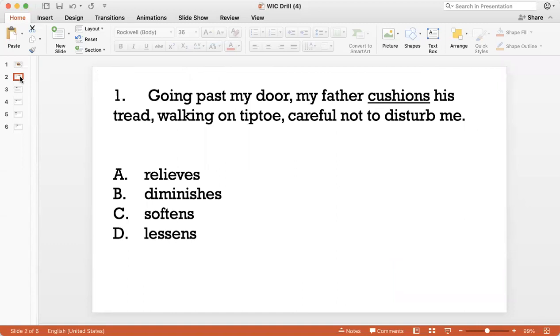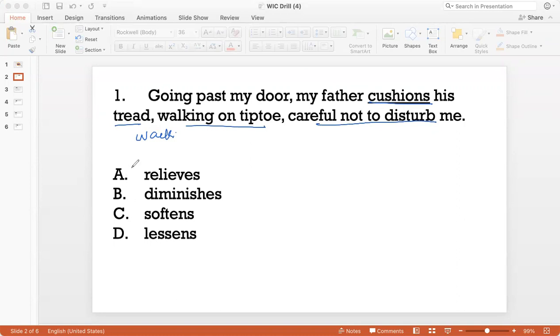Question 1. Going past my door, my father cushions his tread, walking on tiptoe, careful not to disturb me. So here we have a scene where the son or the daughter is describing the father going past their door and cushioning his tread. Tread is walk. So he's cushioning his tread. He is trying to make as little sound as possible, walking on tiptoe, careful not to disturb me.